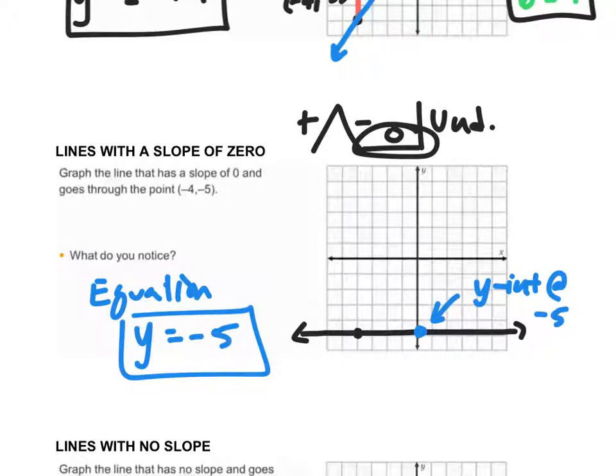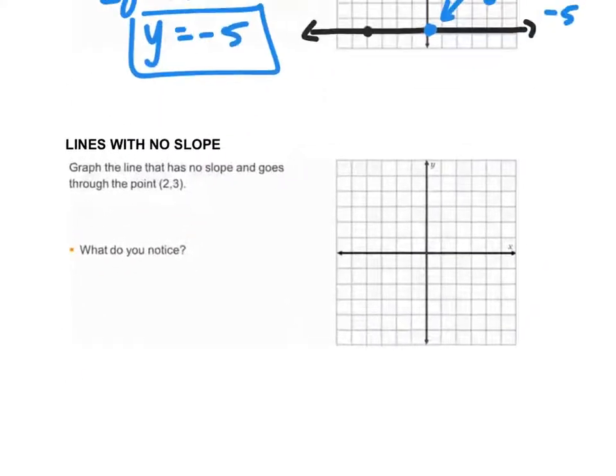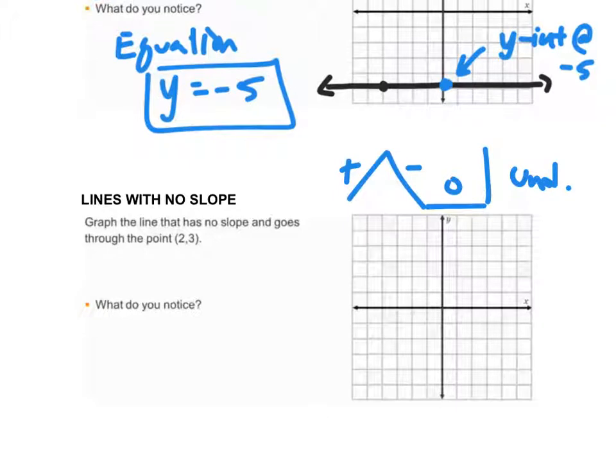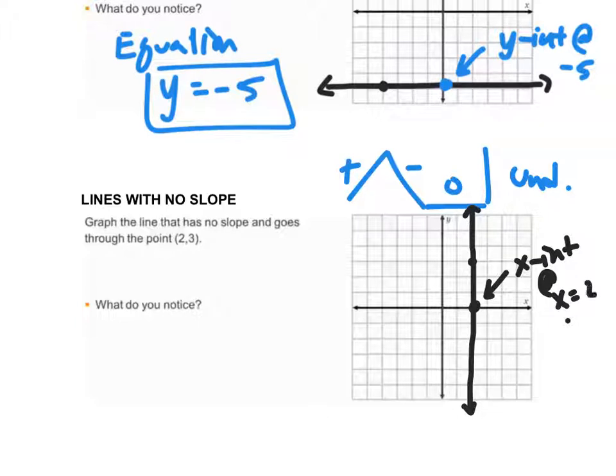All right, let's talk about lines with no slope. Remember, positive slope, negative slope, 0 slope, or undefined slope. What I can do is plot that point at (2, 3). If I have an undefined slope, that means I'm going to have a vertical line, and that's going to have an x-intercept at x equals 2.